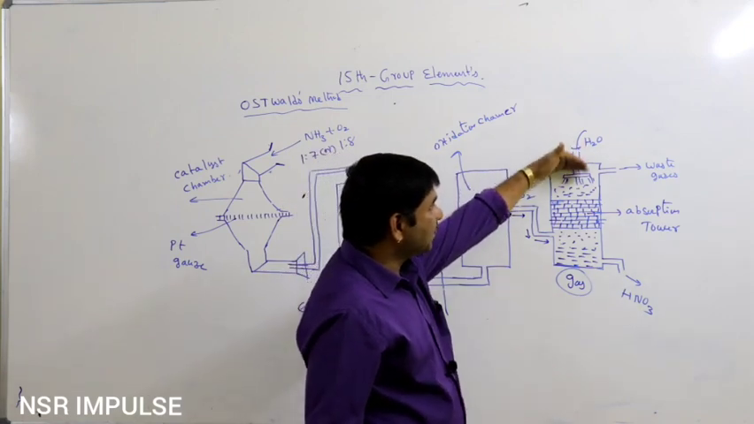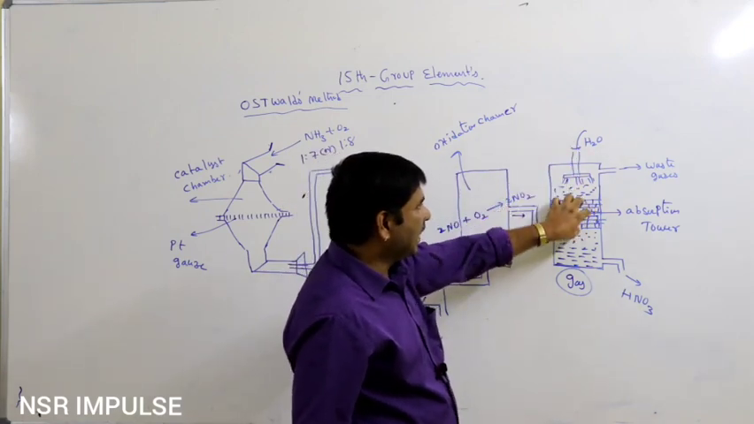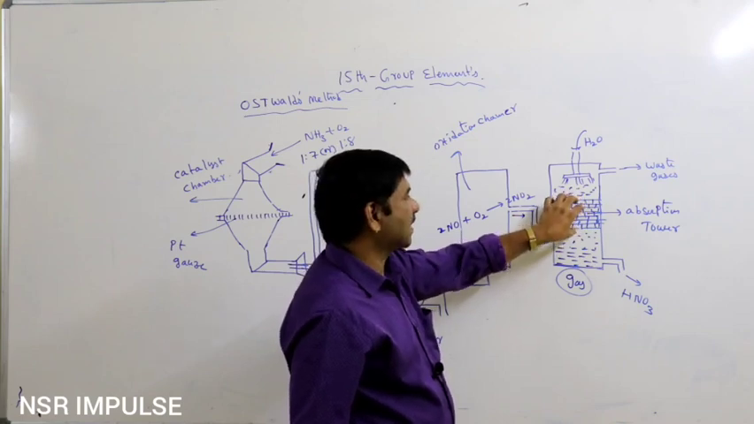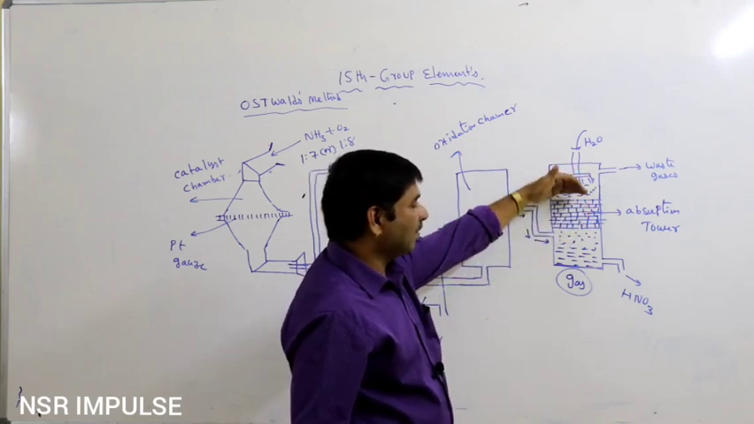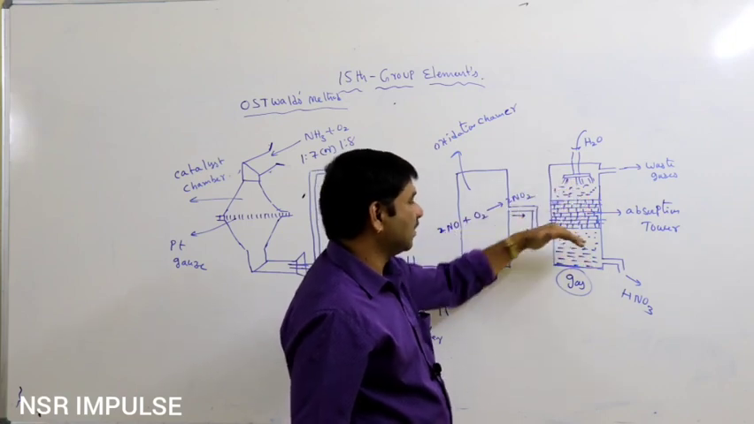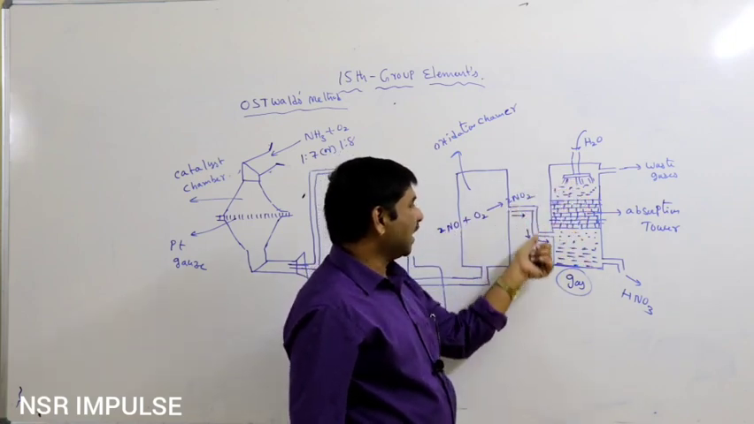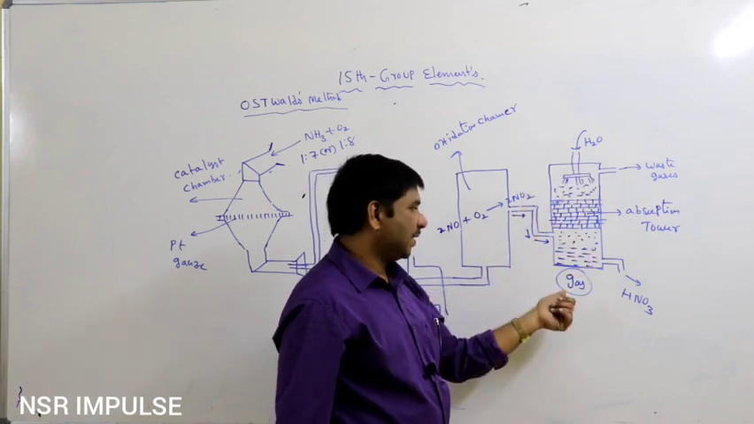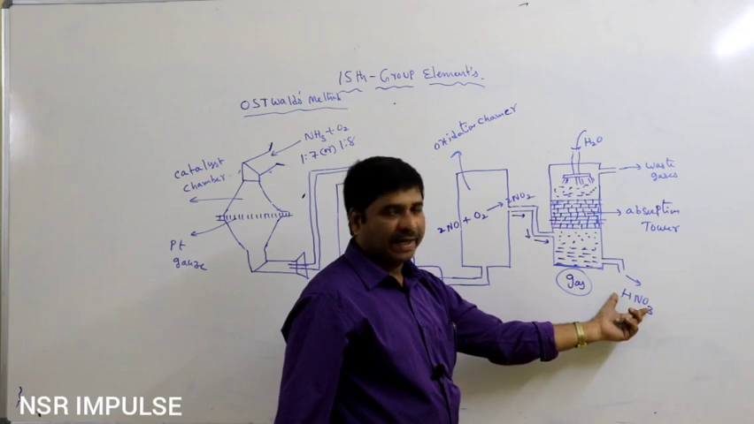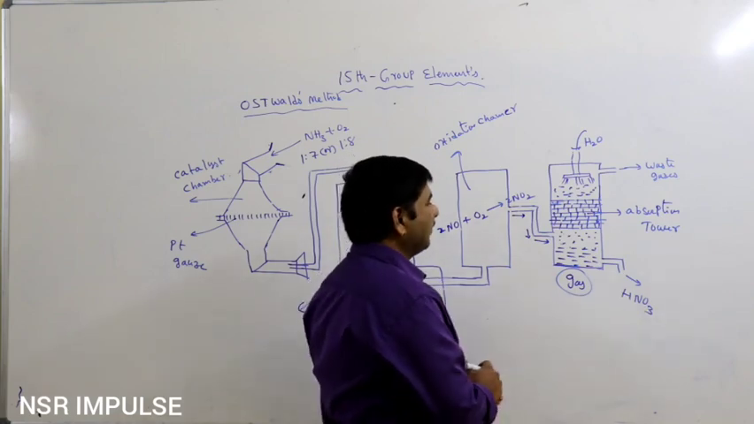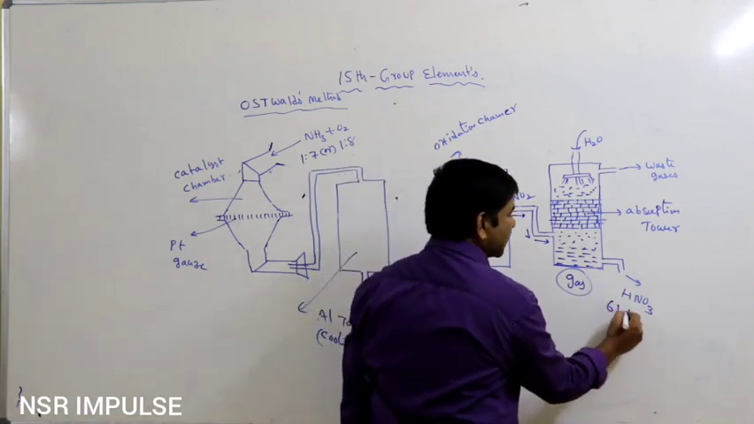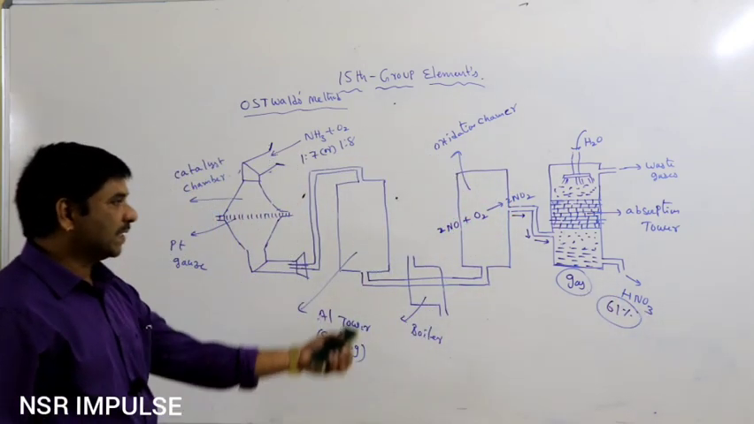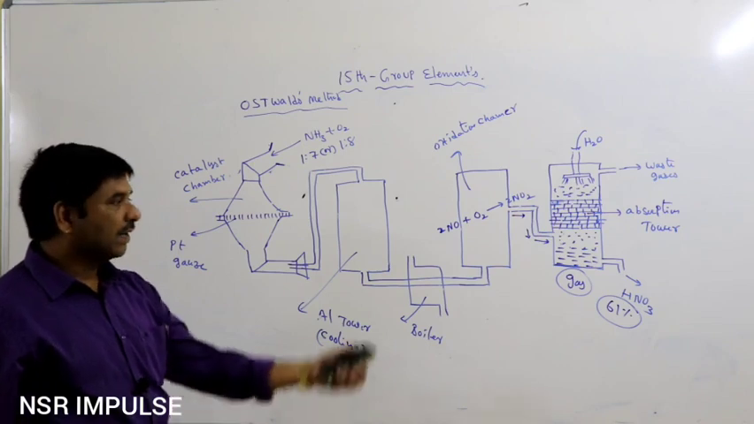In this, water falls from top to bottom. Here these are called brick chambers. Water falls slowly, one drop at a time, through these bricks. At the same time, we pass the NO2 gas. This NO2 gas reacts with water, and it can form nitric acid. So in this, we will get only 61% concentrated nitric acid.